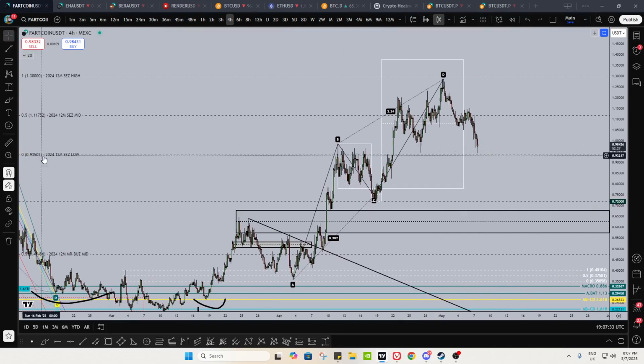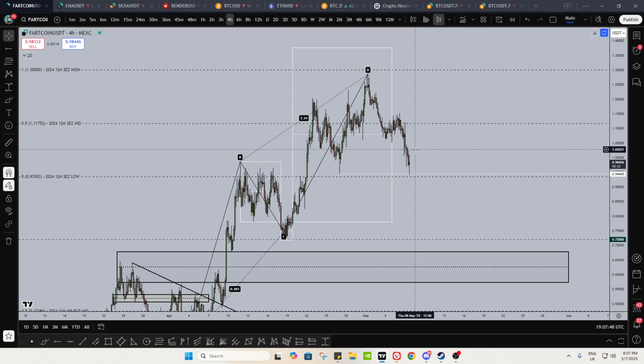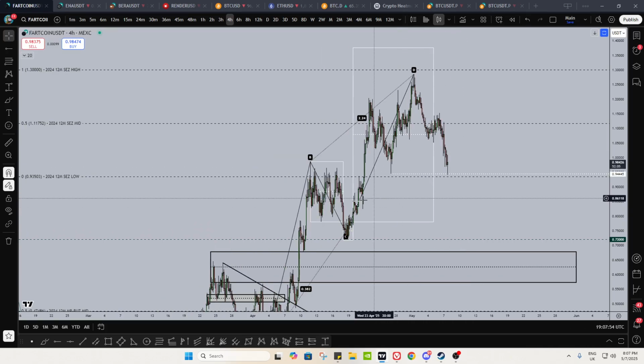So Farcoin down to the 2024 12-month seller zone low, right? Again, trying to go. You do have a raid. You can tell just by looking at it. It's subtle, but it's there. There's your raid. So again, if we hold this, then we might get a range trade back up towards the mid, for example, before we get a breakdown, right? But there's a reason why we can bounce from here, right?